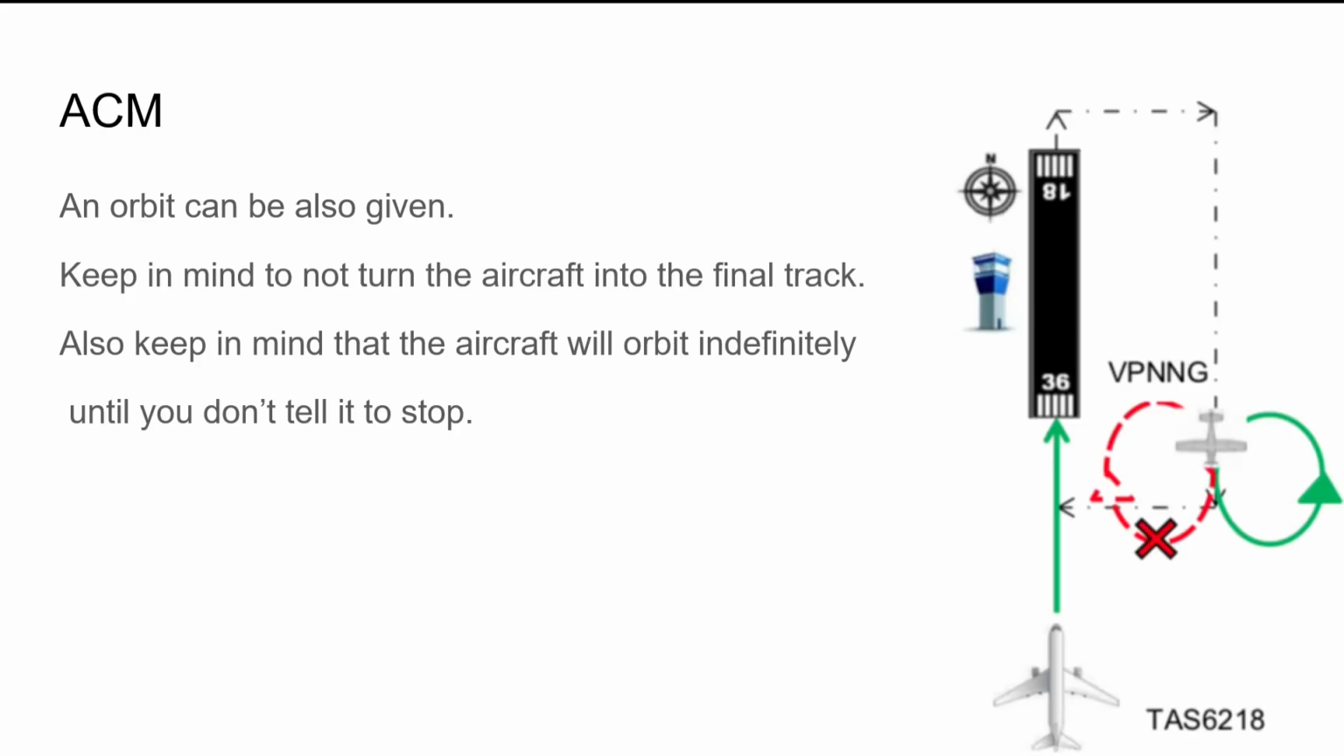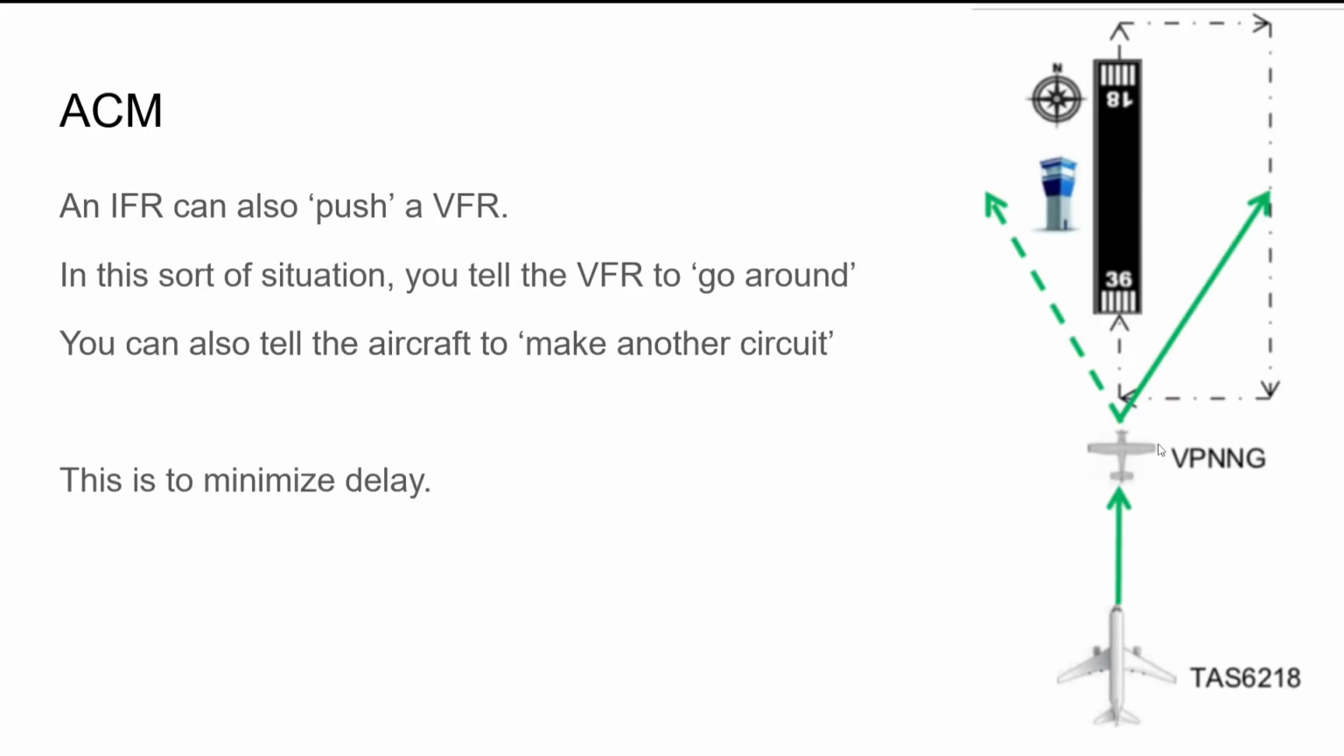The other thing you can give it instead of an extension is orbits. The standard place to make them orbit is on a downwind, because it is furthest away from the other traffic, and make sure you don't turn them towards the runway when you give them an orbit. Victor Papa November November Golf, enter left orbit. That is how simple it is.